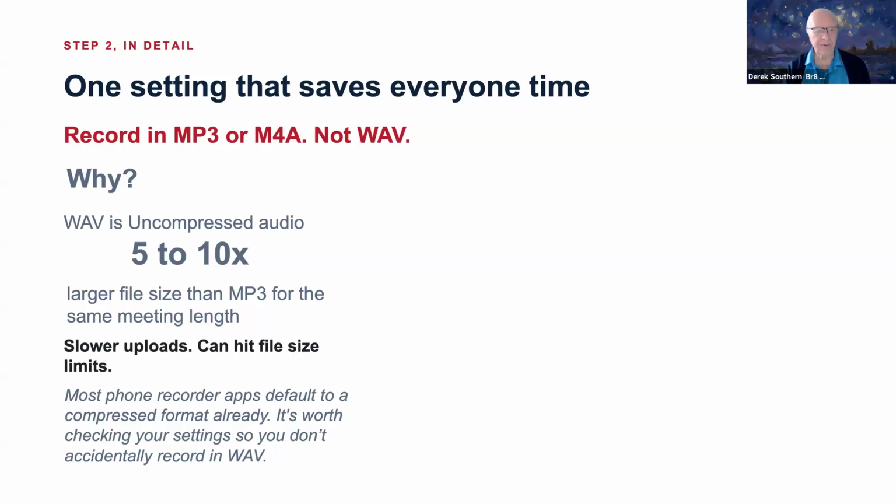So WAV is, as they say here, uncompressed, and it can be 10 times bigger than your MP3 file. Luckily, most phone recorder apps default to the MP3, but it's worthwhile checking, because the first time I tried it, I didn't check. I didn't realize the difference, and I ended up with the WAV file.